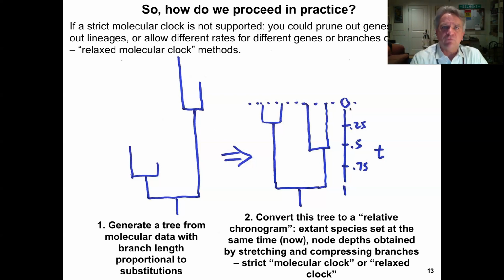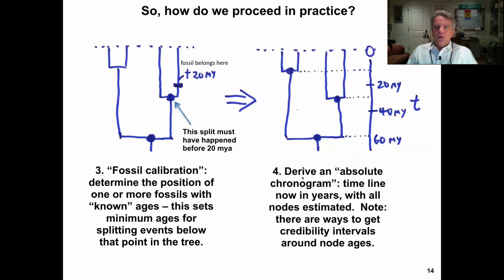In order to convert this tree from relative time to absolute time, we need some external information. And that usually comes from the fossil record. So let's think about that. How do we do that with regard to the fossil record? It's very straightforward.